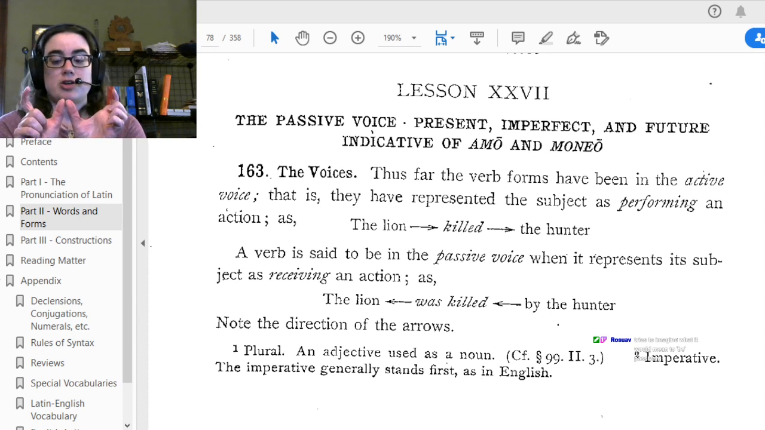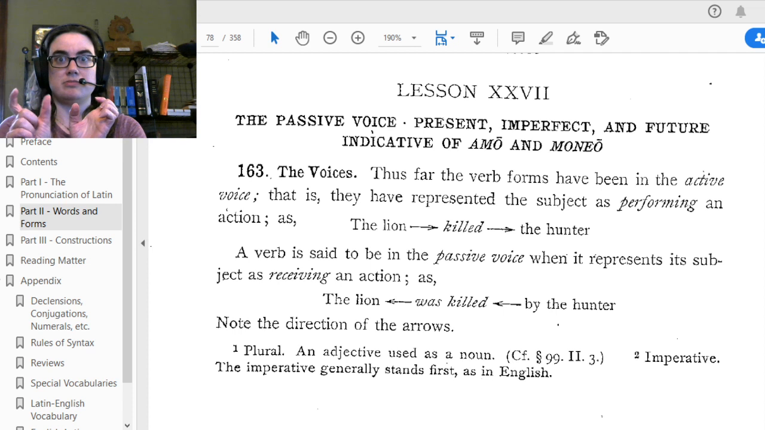The basic structure for the imperfect is the stem of the word, the tense infix ba, and then the personal endings, -m, -s, -t, -mus, -tis, -nt.